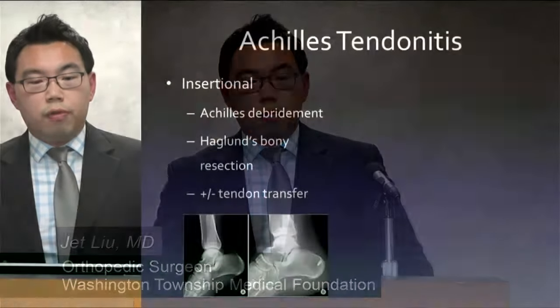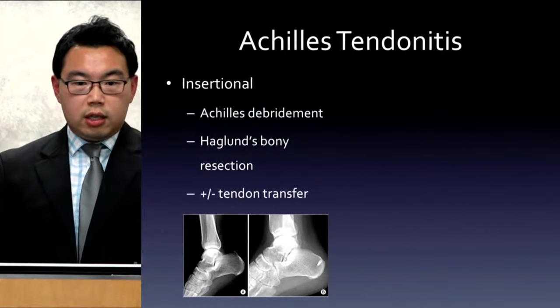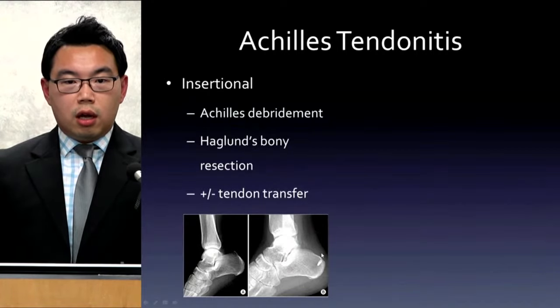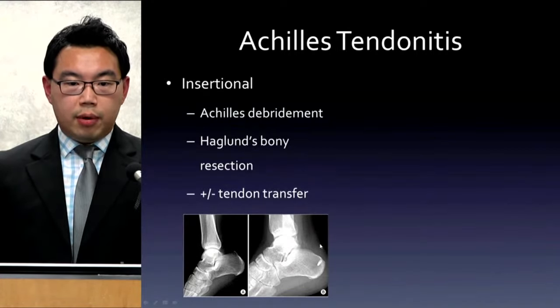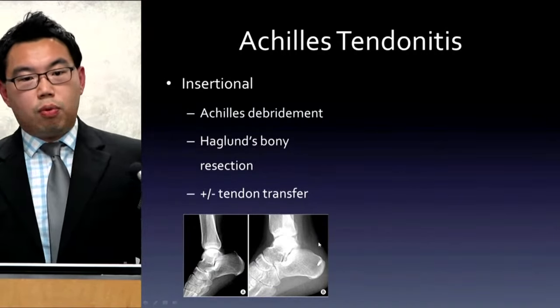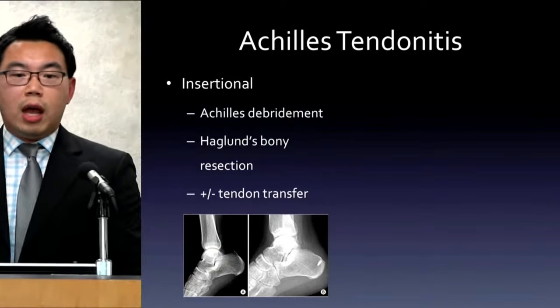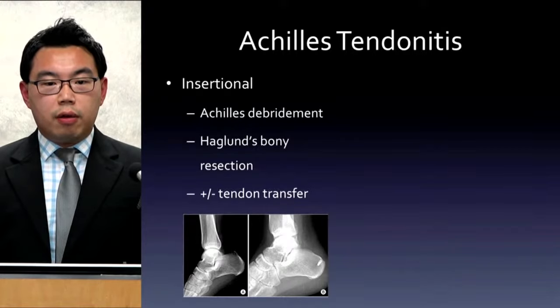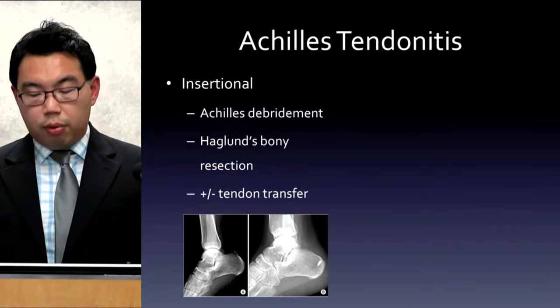And the surgical options are different between insertional and non-insertional. For insertional, I think about the problem as needing to be addressed from a bony level. So if you have a Haglund's deformity, we usually take that away from the surgical perspective. And then oftentimes we inspect the Achilles tendon and see how damaged it is. Sometimes if it's just a little bit damaged, we take away the damaged portion and repair it back together. If it's too damaged, then sometimes we do a tendon transfer, meaning we harvest another tendon and combine it with the remaining Achilles tendon and allow it to do its job properly.